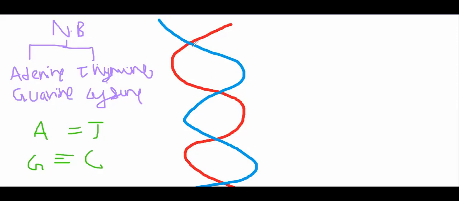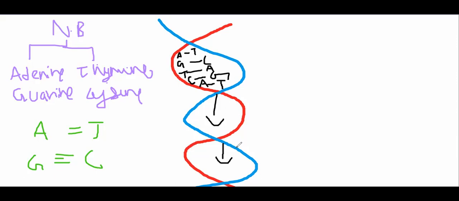So let us look at how they are paired. Adenine, guanine, thymine, cytosine, again adenine, like that it goes on. Adenine pairs with thymine, cytosine pairs with guanine, thymine pairs with adenine, again adenine pairs with thymine. Like that it goes on. So this is all about the structure of DNA.